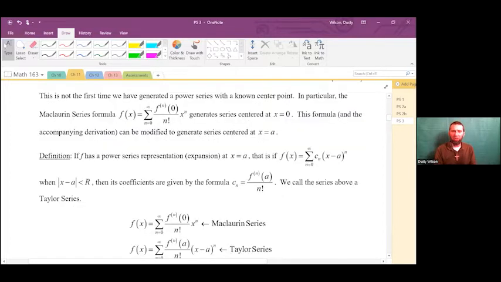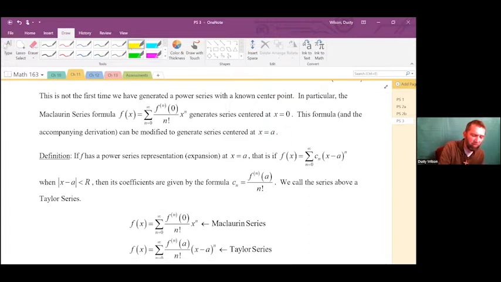Back to power series and the center of the power series. So this idea of the center of a series is not new to us. This isn't the first time we've generated a power series with a known center point. In particular, the Maclaurin series formula, f of x equals the sum from n equals 0 to infinity of the nth derivative of f evaluated at 0 over n factorial, times x to the n, generates a series centered at x equals 0.